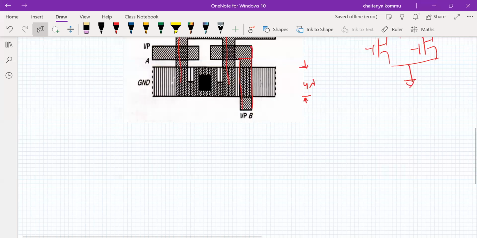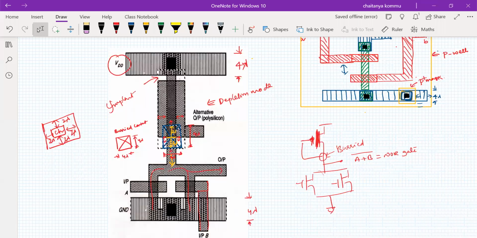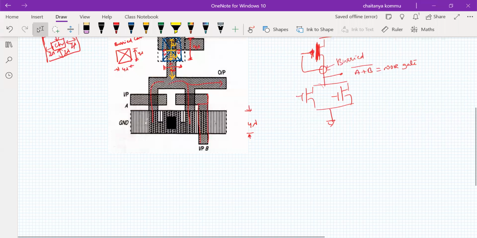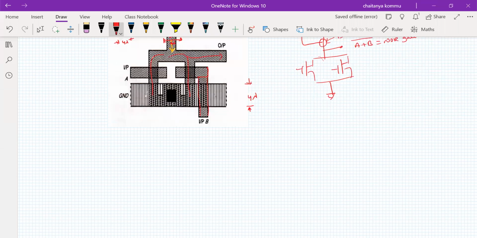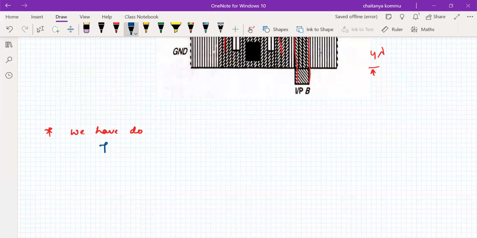So far, once we have a symbolic representation of the circuit, we have materialized it with the help of mask layers. So far we have done the translation of circuit into layout form, circuit into layout. That's what we have done.